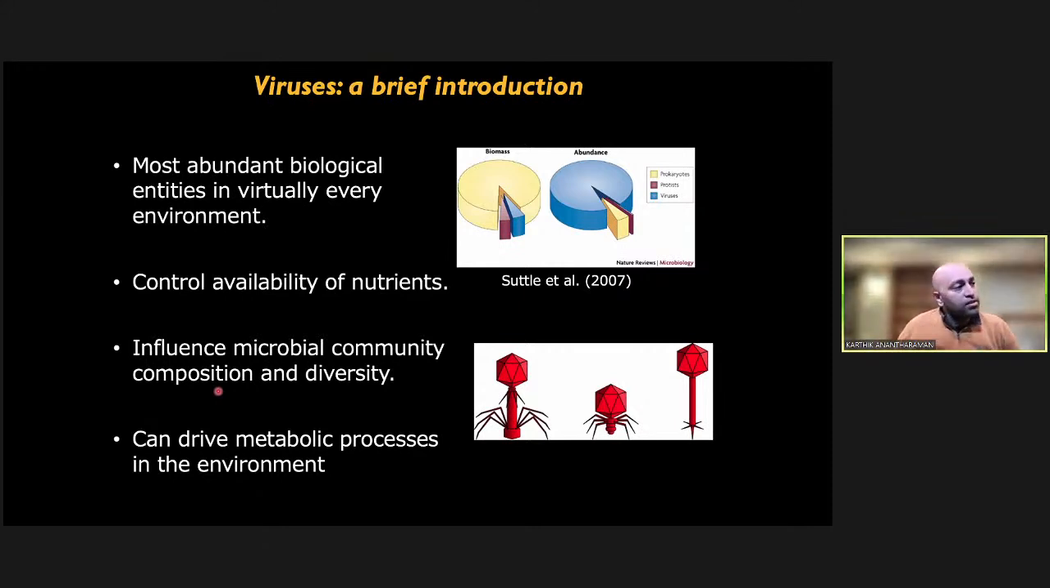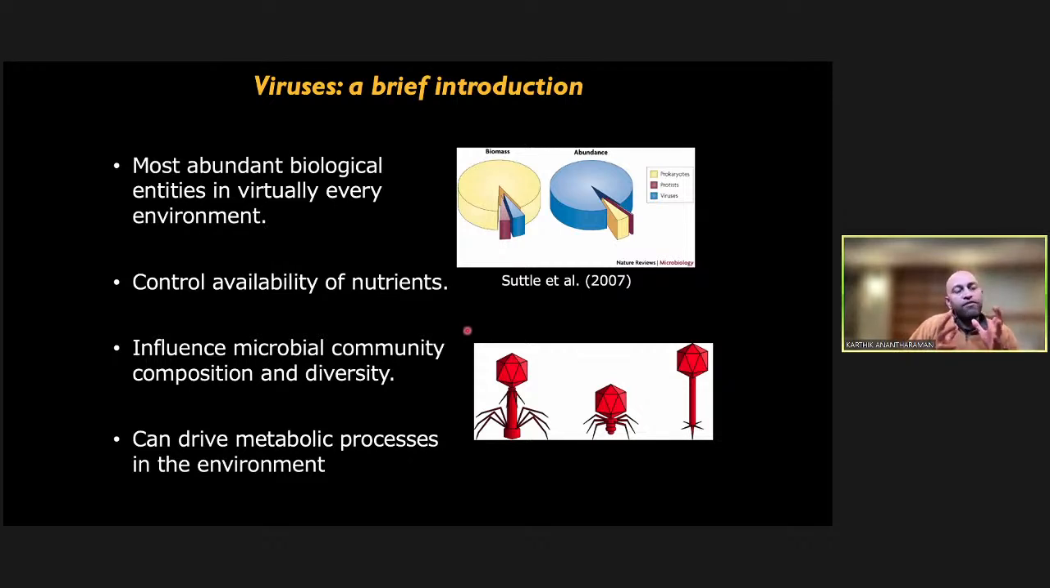But so viruses can kill bacteria and other organisms, and in doing so, they influence microbial community composition and diversity. And this is not something we often associate with viruses, but viruses, in fact, can drive metabolic processes in the environment. So I'll discuss different ways in which this is done. But when you think of what viruses look like, these are the traditional shapes of bacteriophages or phages that infect bacteria. But viruses have different kinds of shapes and forms.